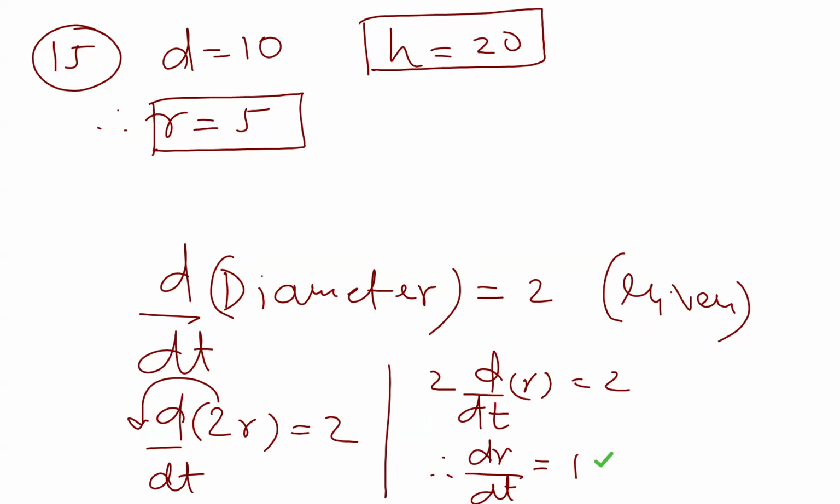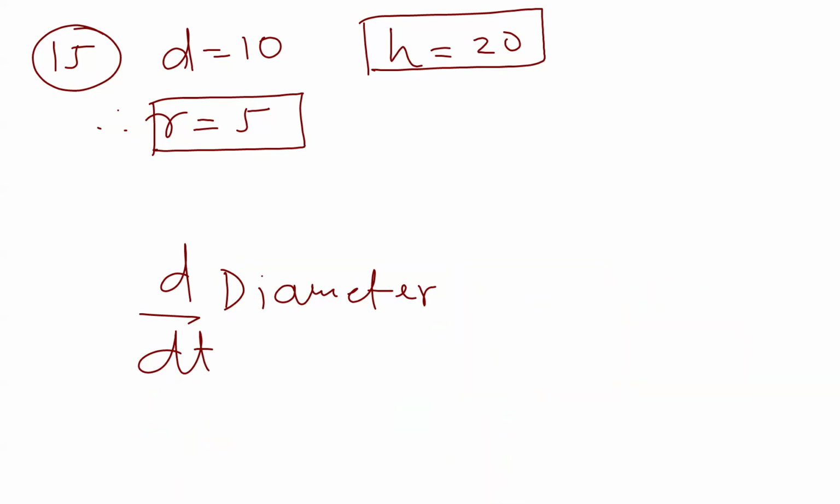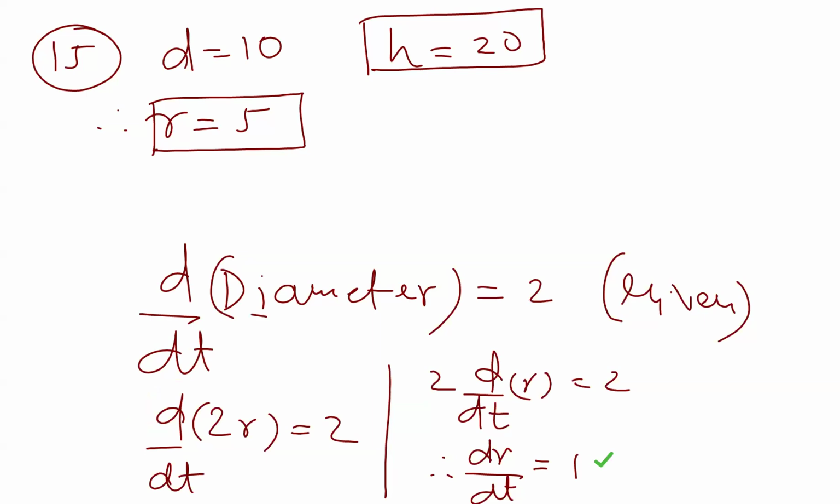The diameter is increasing at a rate of 2 centimeter per second. So diameter increases with respect to time. So d by dt of diameter is equal to 2. This is also given. After that, I am replacing diameter with 2r. Take 2 outside since it's a constant. Cancel 2 on both the sides. You will get dr by dt is equal to 1.